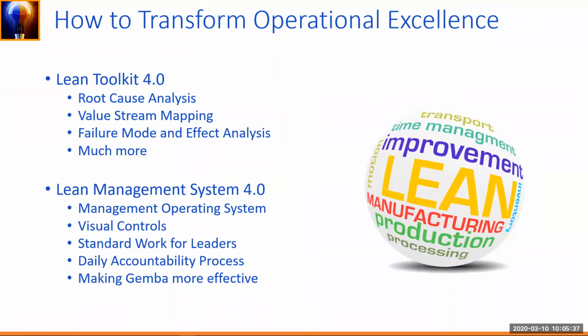And that's what we really want to talk about today: how do we transform that operational excellence program? Part of that is looking at the lean tools themselves and really moving those forward and connecting those to the information and the data that we're getting from the process. And part of it is the lean management program itself and how we actually manage the business. So we'll talk about both of those different aspects.